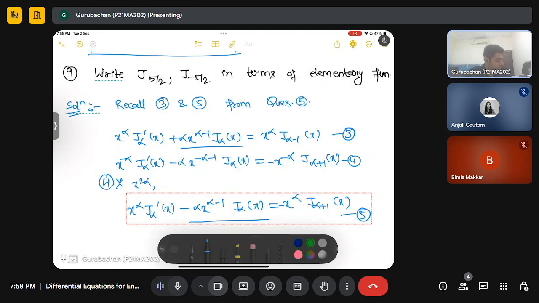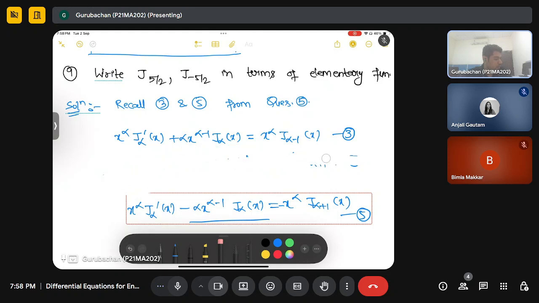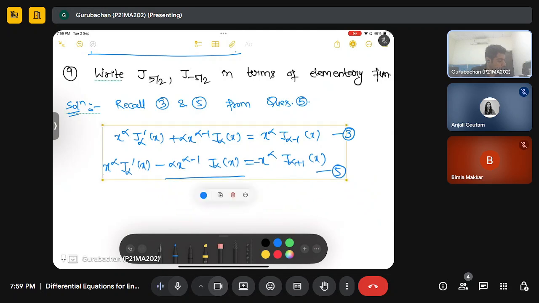With the help of this, what we are going to do is write J_(5/2) as a well-defined or elementary function. You have to calculate for 5 by 2, so you can decrease it to 3 by 2, then 1 by 2, and you know the value of J_(1/2)(x). So we are going to do the same thing. For that, let us first observe how we are going to use it.